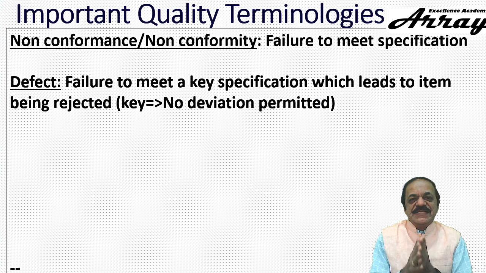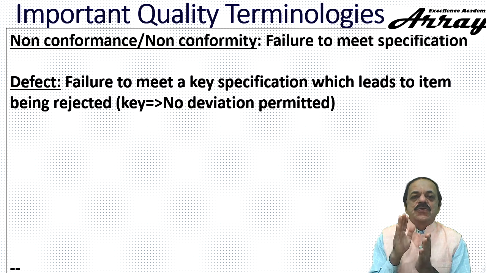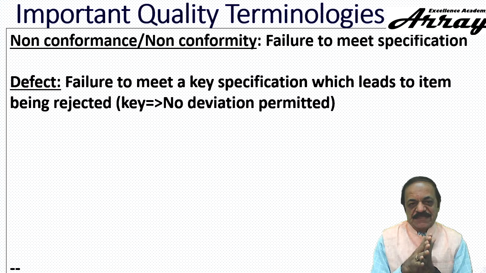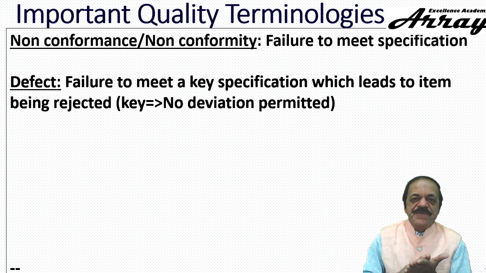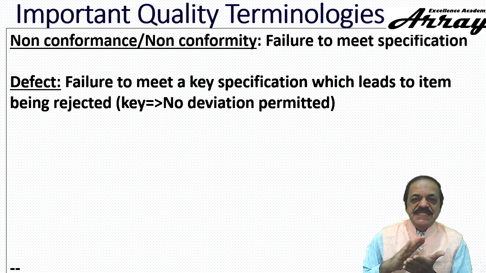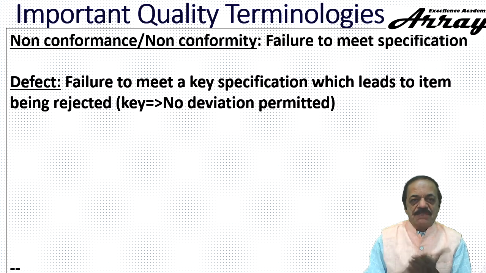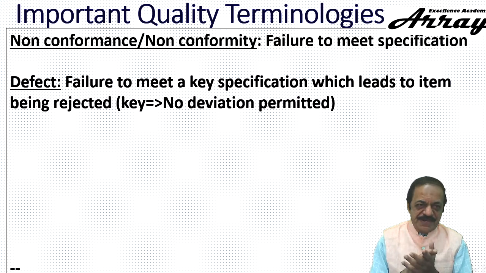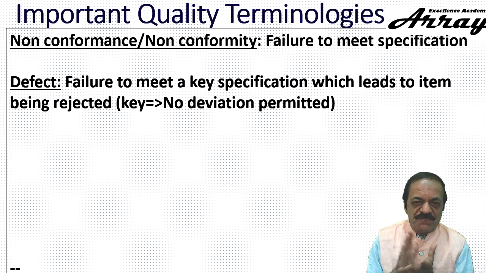Now let us understand what is a defect. A non-conforming item has failed to meet a key characteristic. What is a key characteristic? That parameter which can impact your form, fit, function or safety. If these parameters are impacted by non-conformance, then it becomes a defect. So defect is more severe than a non-conformance.